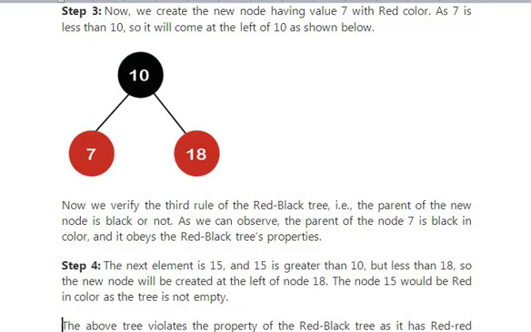So in the above figure, the parent of the node is black. Now insert 7. As 7 is less than 10, it will come to the left of 10, and 7 with red color. The parent of the new node is black or not? The parent of node 7 is black, 10. The next element is 15, and 15 is greater than 10, but 15 is less than 18. So the new node will be created at the left node of 18, and the new node 15 will be red.